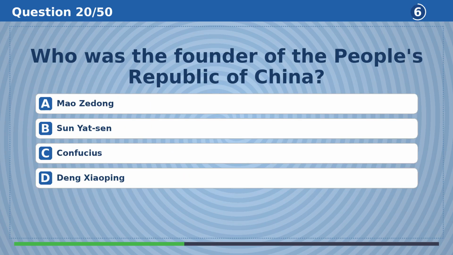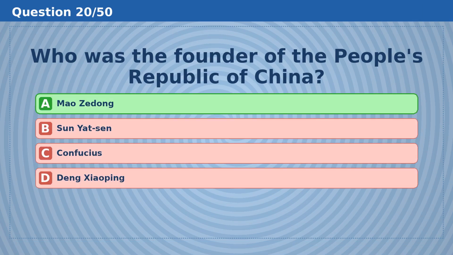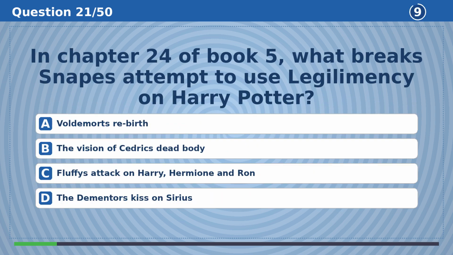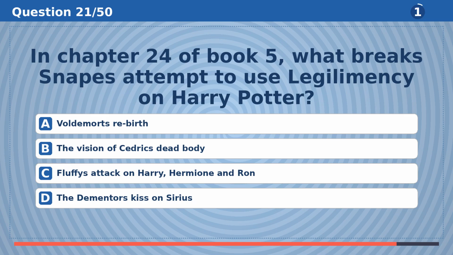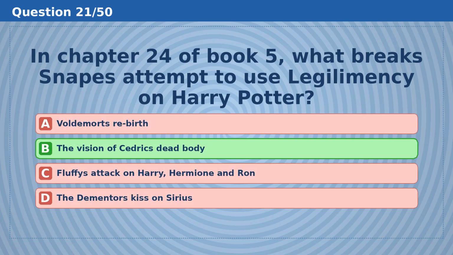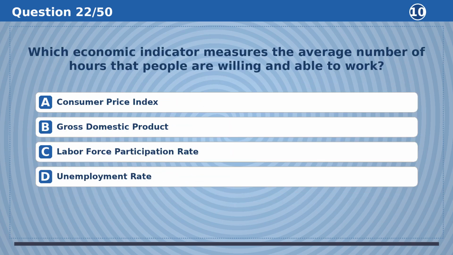Who was the founder of the People's Republic of China? The answer is A. Mao Zedong. In Chapter 24 of Book 5, what breaks Snape's attempt to use Legilimency on Harry Potter? The answer is B. The vision of Cedric's dead body.